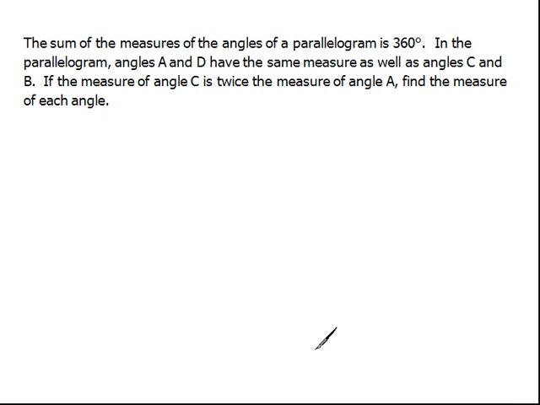The next one says the sum of the measures of the angles of a parallelogram is 360 degrees. In the parallelogram, angles A and D have the same measure as well as angles C and B. If the measure of angle C is twice the measure of angle A, find the measure of each angle. The first thing I would do here is draw out a parallelogram, just so you can get a visual idea of what they're saying. And then start labeling those angles. They said that A and D have the same measure. Well, opposite angles in a parallelogram have the exact same measure. So that means we have to label A and D diagonally across from each other.